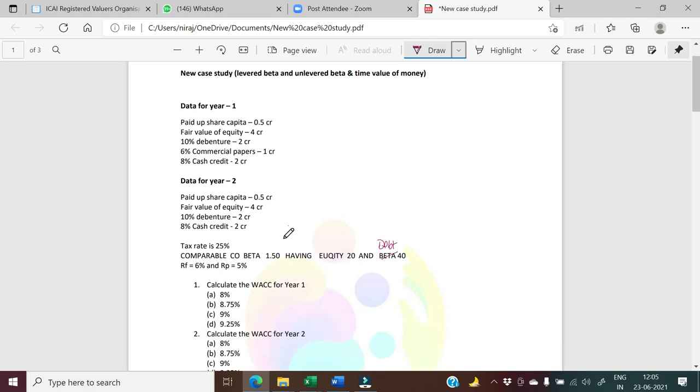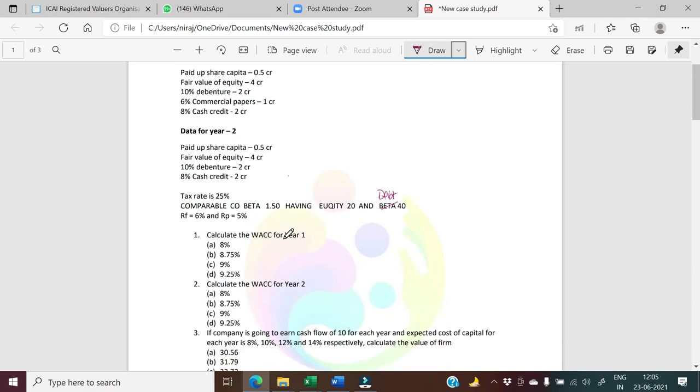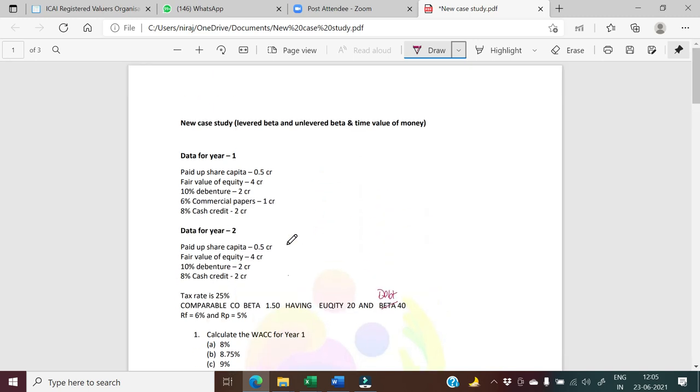Question number 1 tells us to calculate the WACC for year 1. Question number 2 tells us to calculate the WACC for year 2. And then there is a basic sum on time value of money given. So let's see how we solve this question.